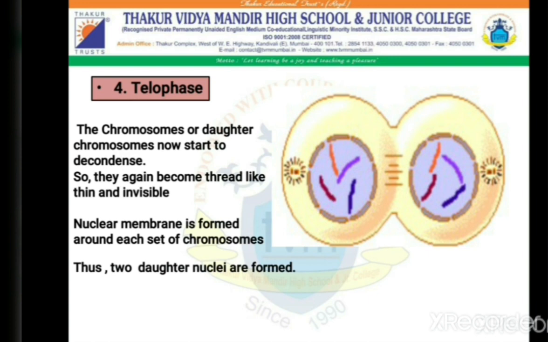If we recall the prophase diagram, you have seen only one nucleus present at the center and one cell. But now, in that one cell, two nuclei are formed. These nuclei are called daughter nuclei. So in this case, the nucleus has split into two daughter nuclei, and here the karyokinesis stage is completed. And once karyokinesis is completed, it moves on to the next stage called cytokinesis.